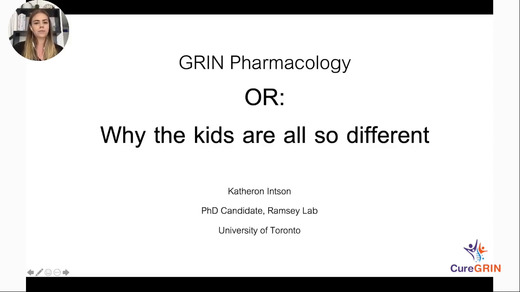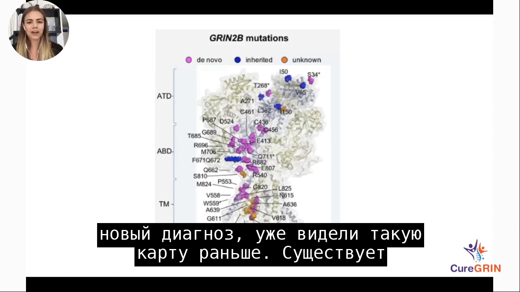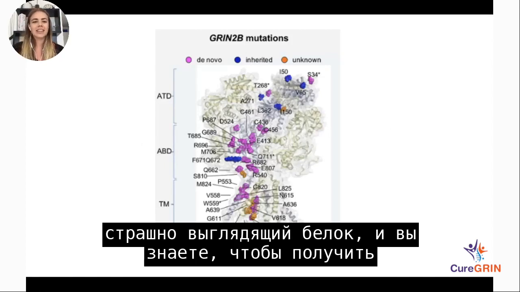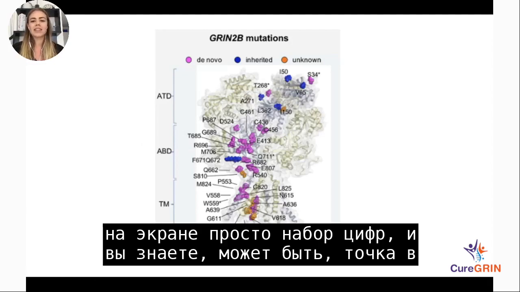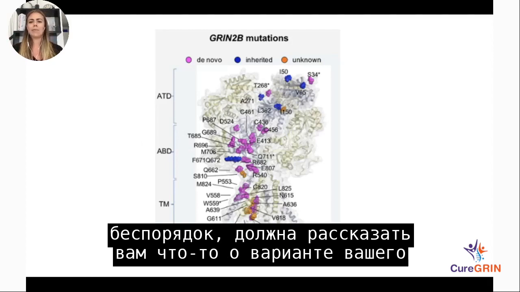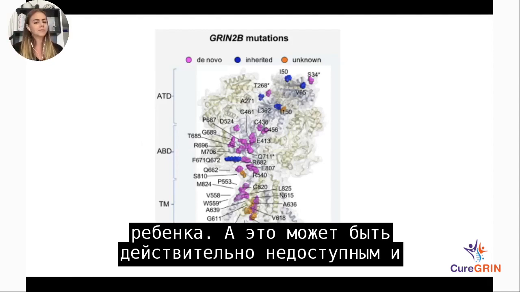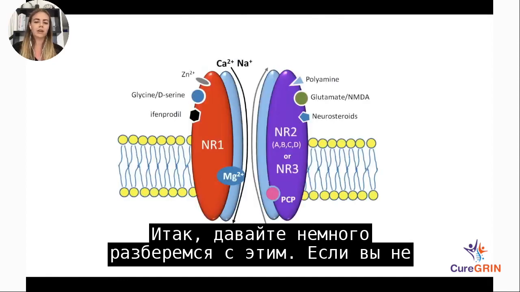Okay, there we go. So many of you parents, especially if you're not newly diagnosed, will have seen a map like this before. There's a scary looking protein, and then in order to provide information about what your child's variant is, there's just a bunch of numbers on a screen and maybe a dot in the center of this spirally mess that's supposed to tell you something about your child's variant. And this can be really inaccessible and confusing. So let's kind of break it down a little bit.